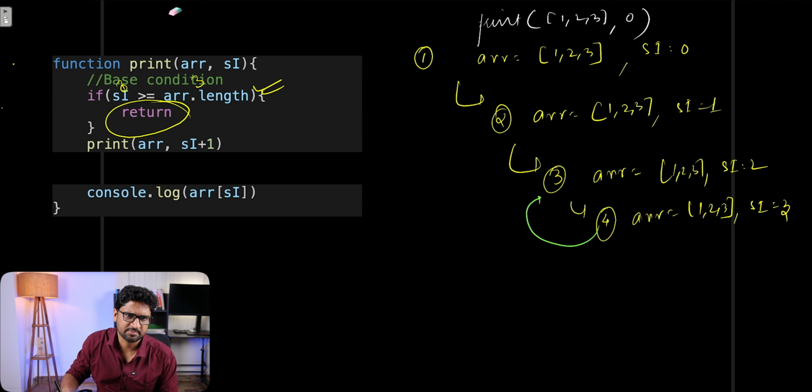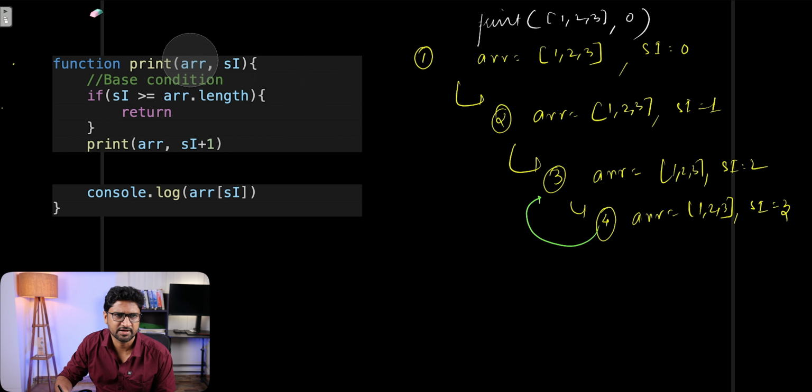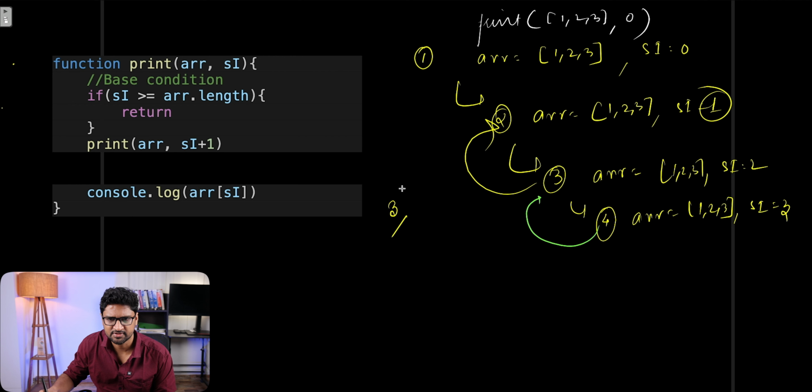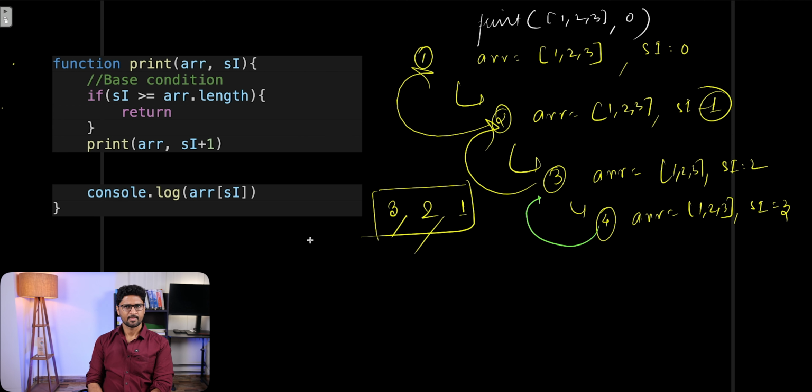When it comes back to step number 3, it finds that at this point of time, the SI value is equal to 2. So it prints the element at the second index, so it first prints 3. Then it goes back and prints the element at the first index, so it prints 2. And it again goes back and prints the element at the zeroth index and prints 1.